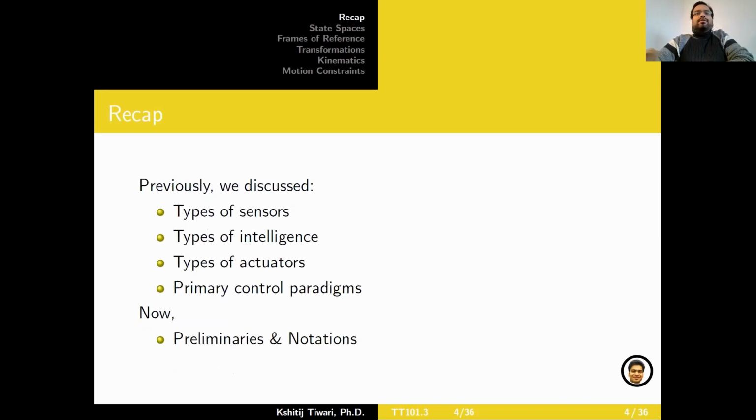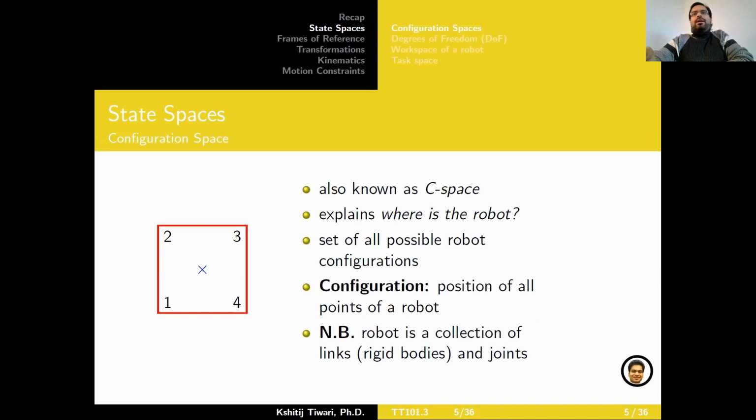Previously, we discussed various types of sensors, types of intelligence, types of actuators, and primary control paradigms. All of this was a high-level overview because it was just an introductory lecture. Now, we are looking into preliminaries and notations, which would be the building blocks for the upcoming lectures. So first, we would look into various forms of state spaces.